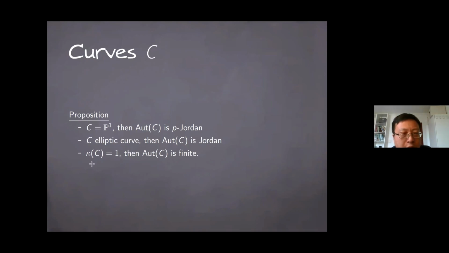If C is a general type curve, then we know the automorphism group is a finite group, and then it's apparently Jordan, because it's already a finite group.